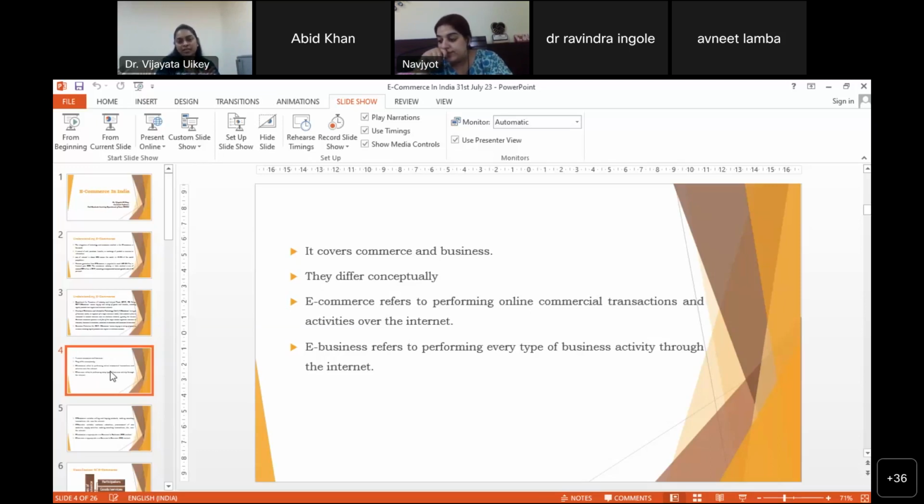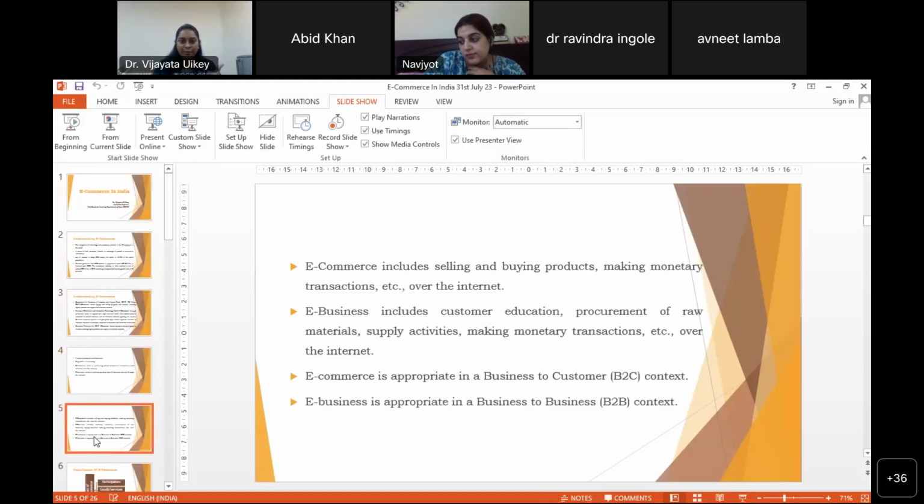The differences which I have made here: first, e-commerce refers to performing online commercial transactions and activities over the internet. E-business refers to performing every type of business activity through the internet. Now, 5th slide. E-commerce includes selling, buying products, making monetary transactions, etc. over the internet. E-business includes customer education, procurement of raw material, supply activities, making monetary transactions over the internet.